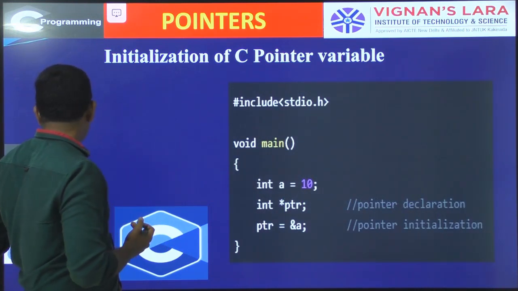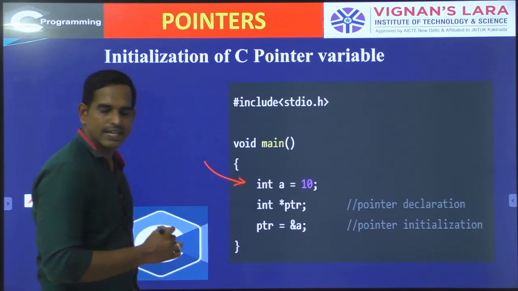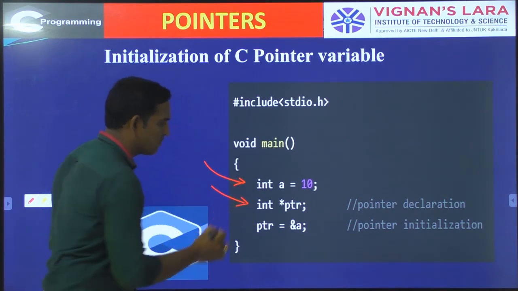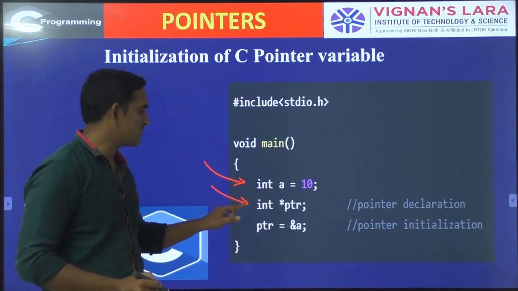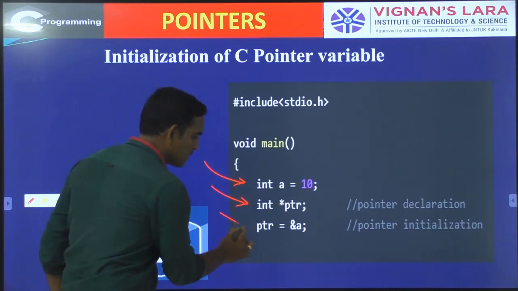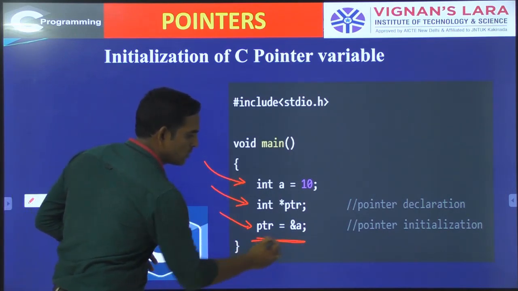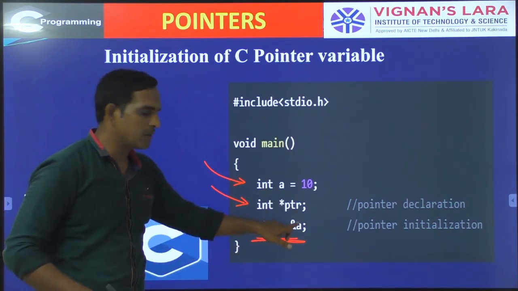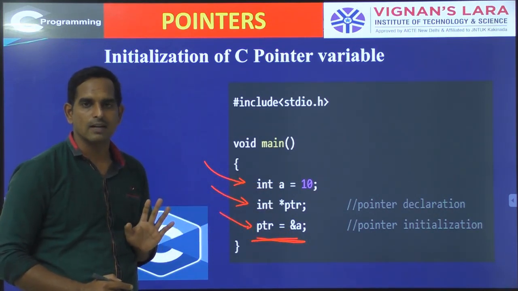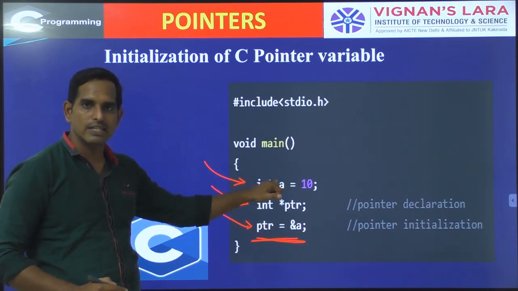So this is an example for your initialization part, where you are having a declaration int A is equals to 10. This is an integer variable. And then you are performing a declaration of the pointer, int star PTR. This is a pointer declaration. Then I am performing PTR is equals to address of A. So PTR is equal to address of A means, now whatever may be the memory address of A, that particular address will go into your PTR. So since this is an integer pointer, it can point only to the integer variable.